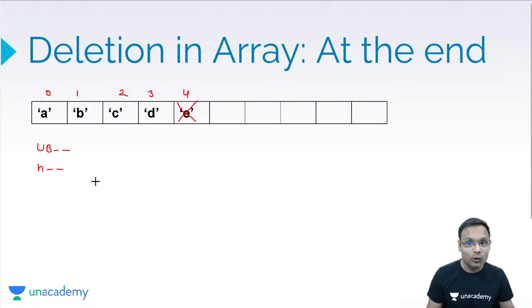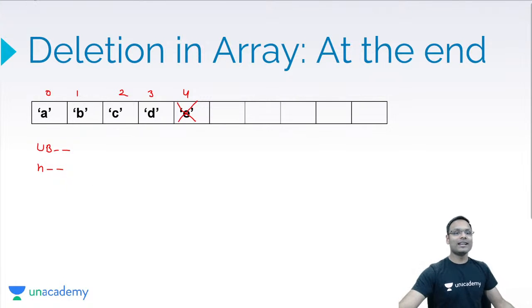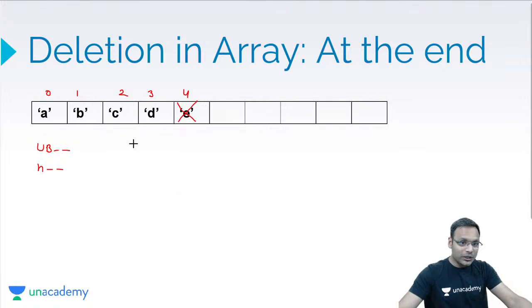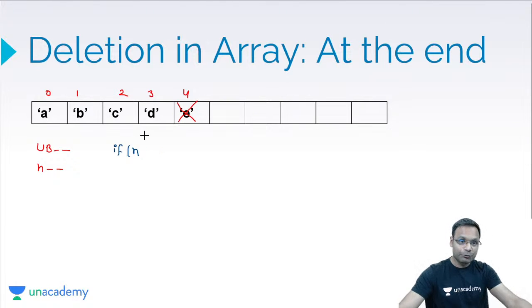But if you are going for the deletion at the end, this one you will have to first check ki is there any problem with the deletion. What you need to check is if we have element n greater than 0, then only deletion is possible. If yes, then only deletion is possible, otherwise not. Right? So what you will check, if n is equal to 0 means what condition it will give you.